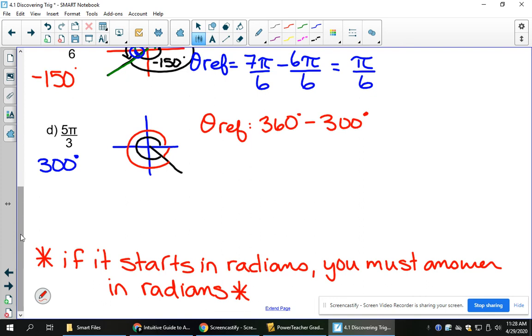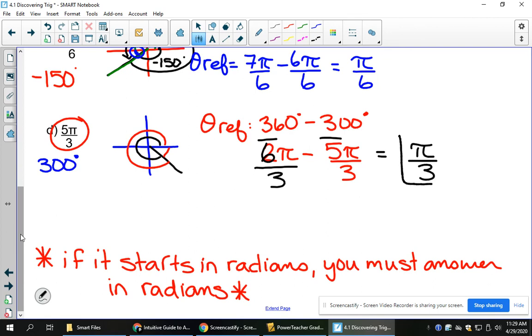Okay, the better way to do this though is to work in radians. 360 degrees is 2 pi radians. 300 degrees is 5 pi by 3. If I'm going to make a common denominator of 3, I need to multiply the 2 by 3. I can now go 6 minus 5 is 1 pi by 3. Now it must be important because I've written it twice. If the question starts in radians, you must answer in radians. That's so important.